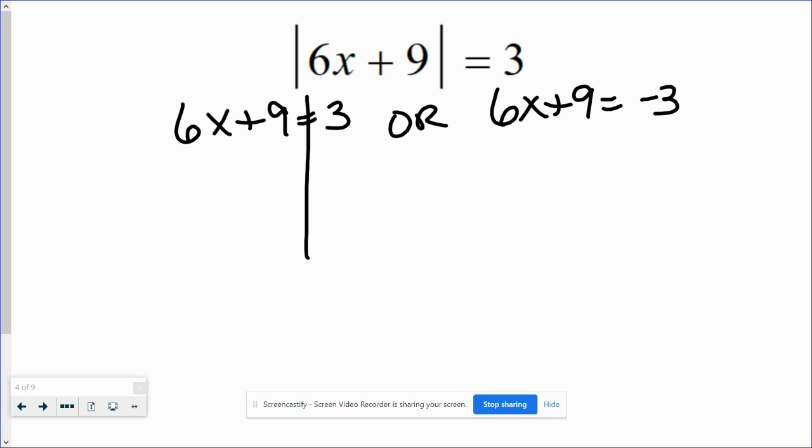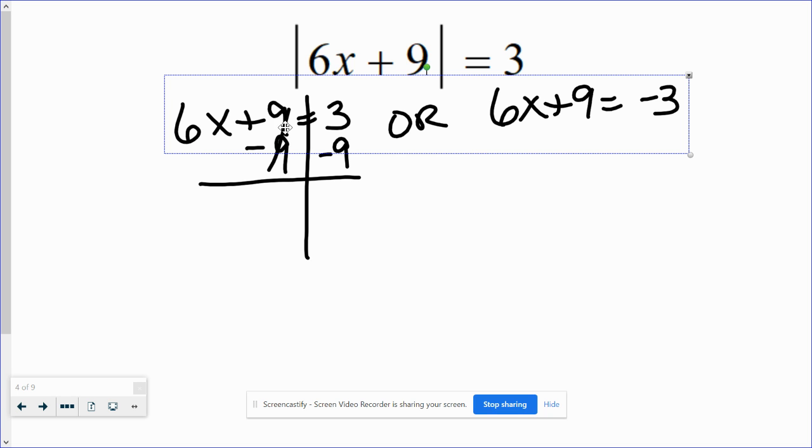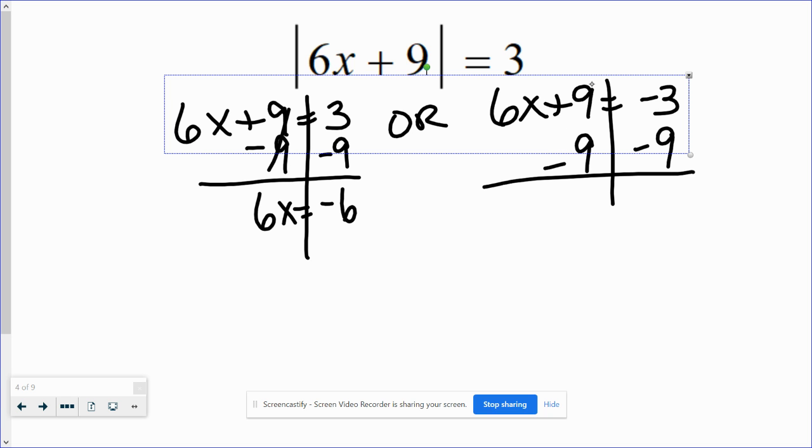When I solve this, you know that the 6 is attached to the variable, so we'll leave that alone. I would start by subtracting 9. Whoops, sorry about that. So 6x equals negative 6. And in the second equation, if I subtract 9 from both sides, I'm going to get that 6x equals negative 12.